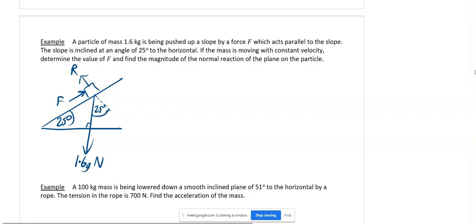So you're definitely 100% not using F equals ma. So when we get on to resolving parallel to the plane, we're going to be saying the forces up the plane equal the forces down the plane. That's all we're going to be doing. But before that, we're going to resolve perpendicular.